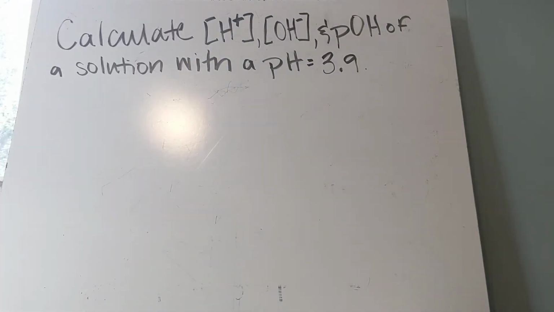All right. Since we're getting used to doing these calculations, I decided that we could calculate some more stuff. And we're going to be calculating the H plus, the OH minus, and the pOH of a solution with a pH of 3.9.